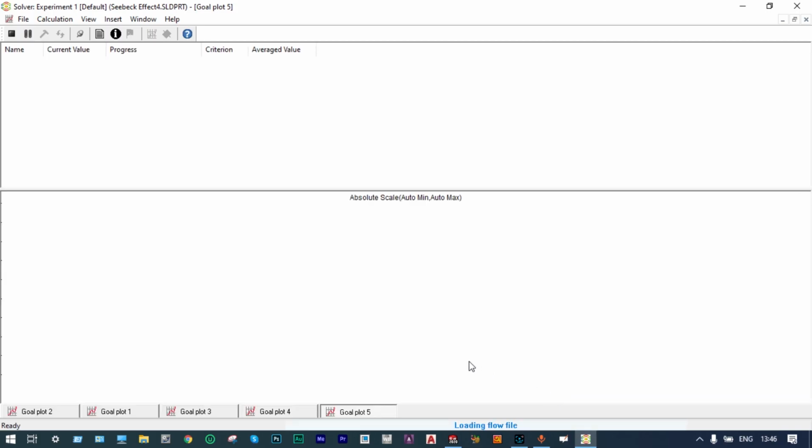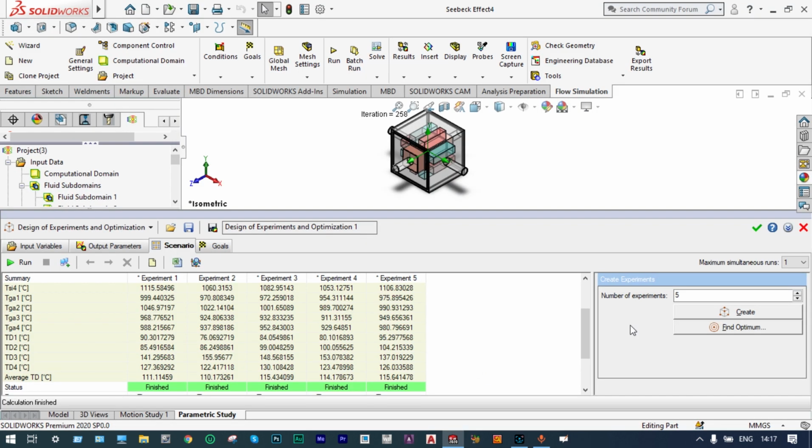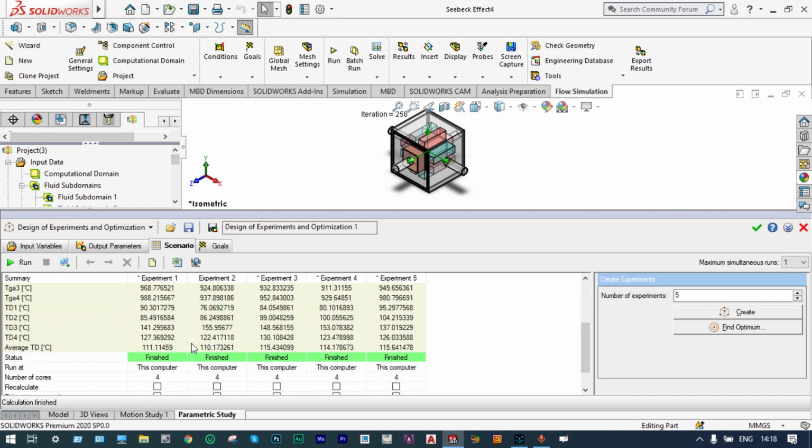It is preparing the model and mesh generation is going on. Let the iterations move on. Whenever it is finished, we'll see the results and go for detailed analysis. Okay, the iterations are finished. We can see all the results are converged. Initially, the temperature difference was 111 when the mass flow rate of cold nitrogen was 0.1 kg per second, and when the mass flow rate was 0.2 kg per second, that temperature difference is 110, and when the mass flow rate is 0.3 kg per second, the average temperature difference is 115.4.